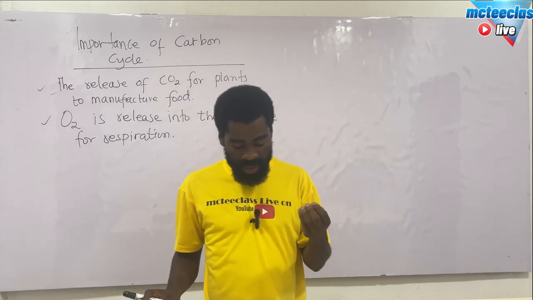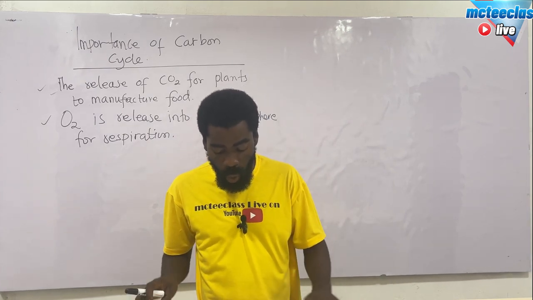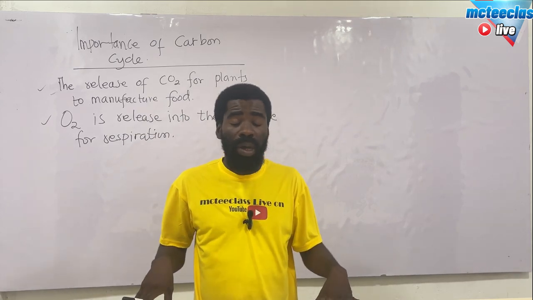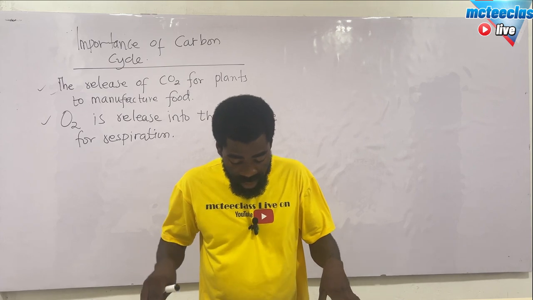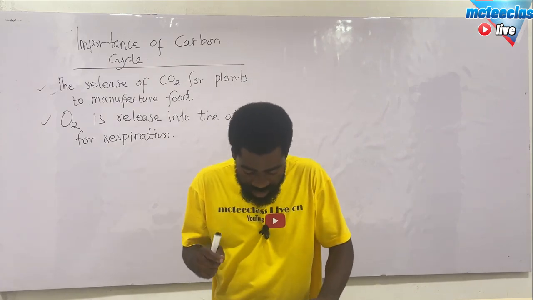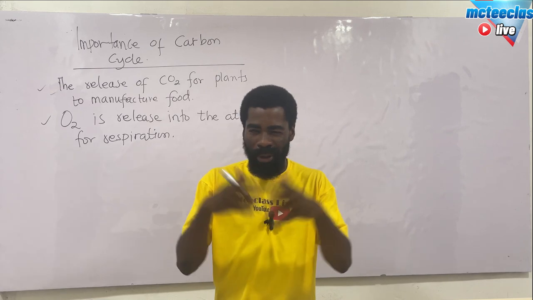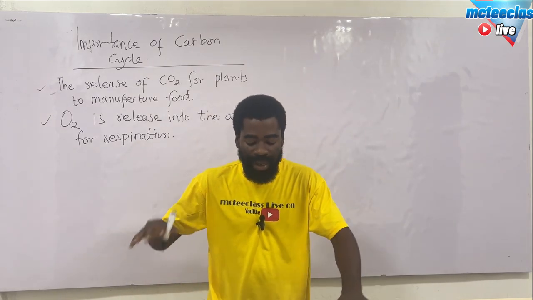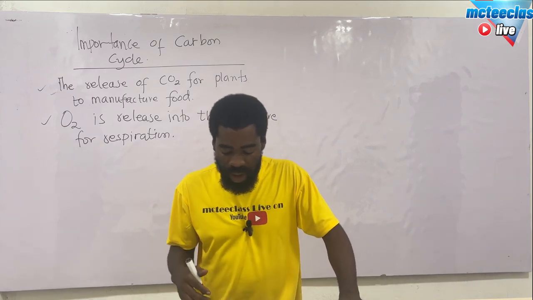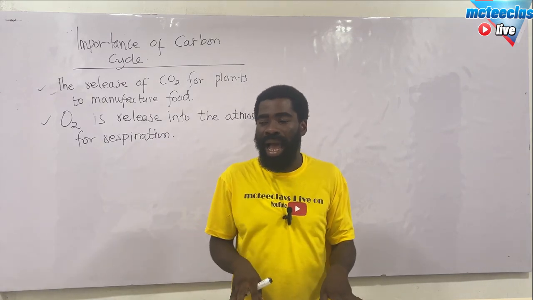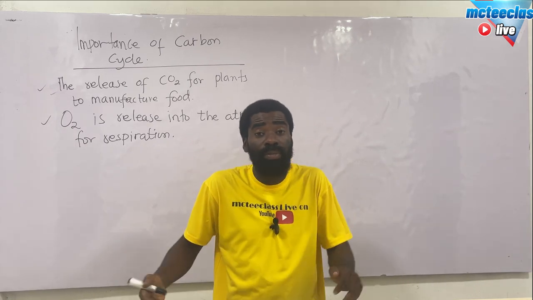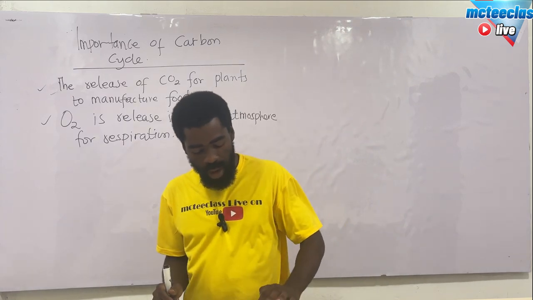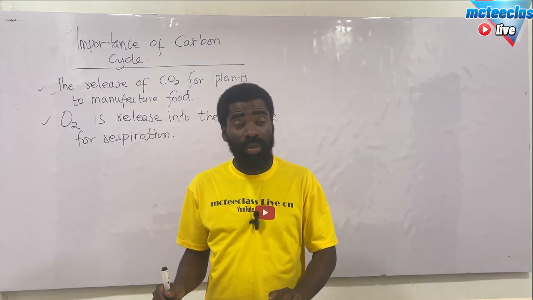Then the third one: the surface of the earth would have been too cold to live on if there were no carbon dioxide in the atmosphere. The earth would have been very, very cold, and we cannot live here. This is because carbon dioxide serves as a blanket which traps some of the sun's energy that falls on the ground from escaping. So carbon dioxide has that ability to trap heat. That's why when it becomes too much, we get what we call global warming. Are we okay with this?